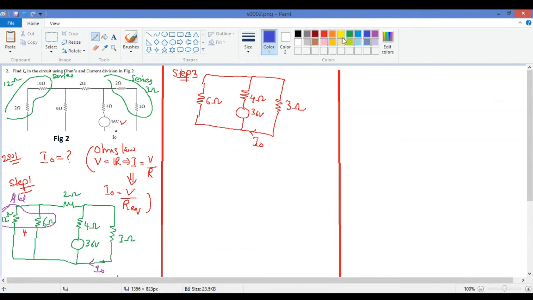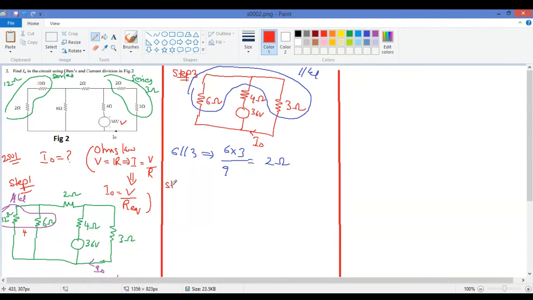Now again, you see this 6 and 3, they are parallel. Okay, so 6 is parallel with 3. Equivalent is 6 into 3 by 6 plus 3 is 9. Okay, 18 by 9 is 2 ohms. So I can replace it with 2 ohms. Okay, so I just draw the circuit.